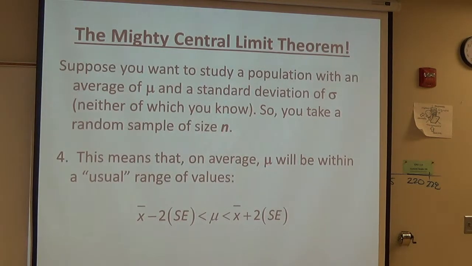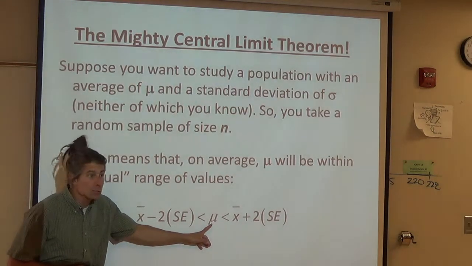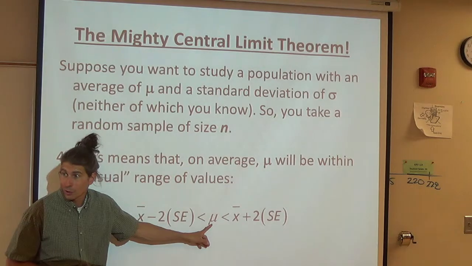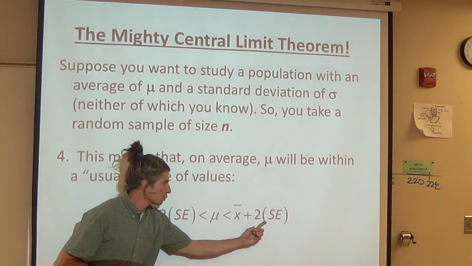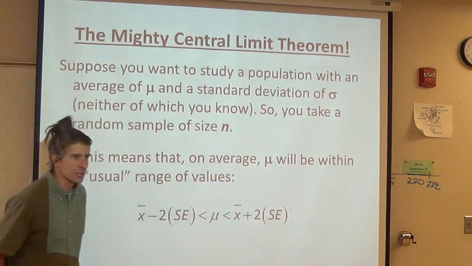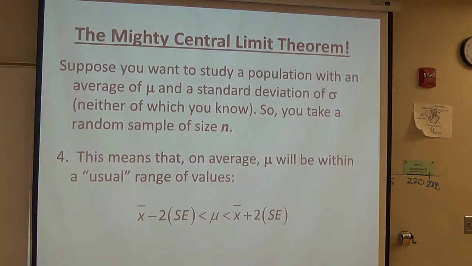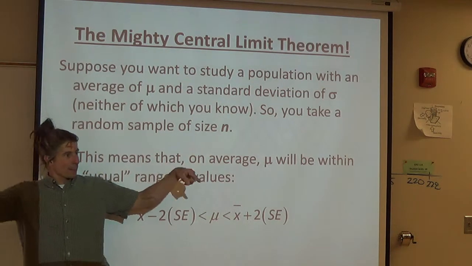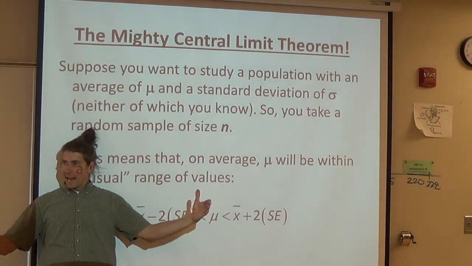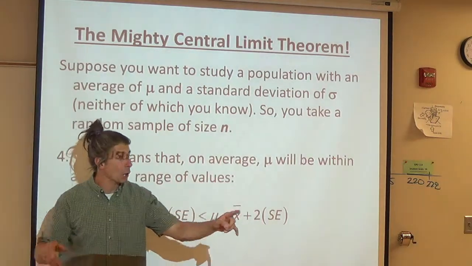Okay. This might look terrifying. It's not. Your average, what you don't know, is going to be within two standard errors. What does this sound like? X bar minus two standard deviations, X bar plus two standard deviations. What does this sound like? 95% of bell-shaped data is within two standard deviations. What that means, this is so cool, is you set the curve up, you put these on it like this, and then you know 95% of the time the average is in there. You don't know exactly where, but you know you've trapped it.